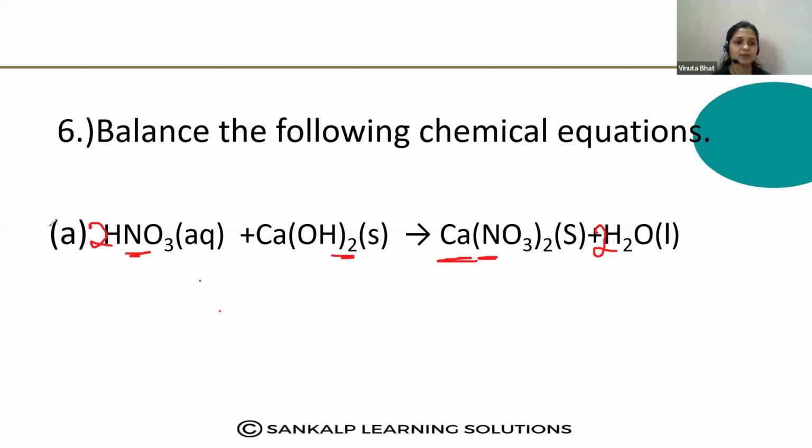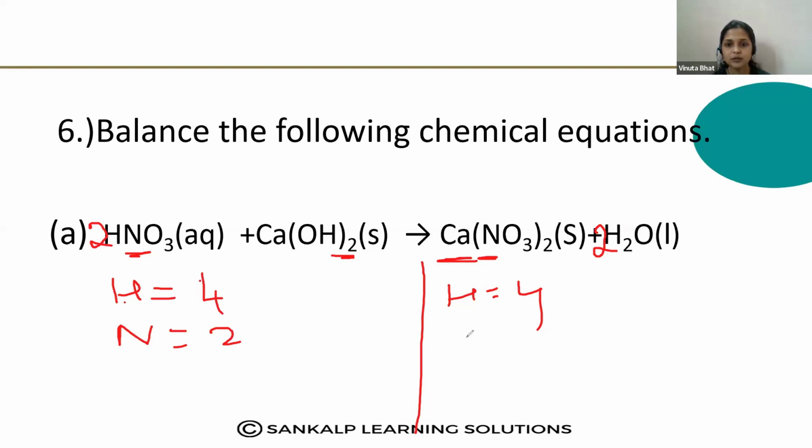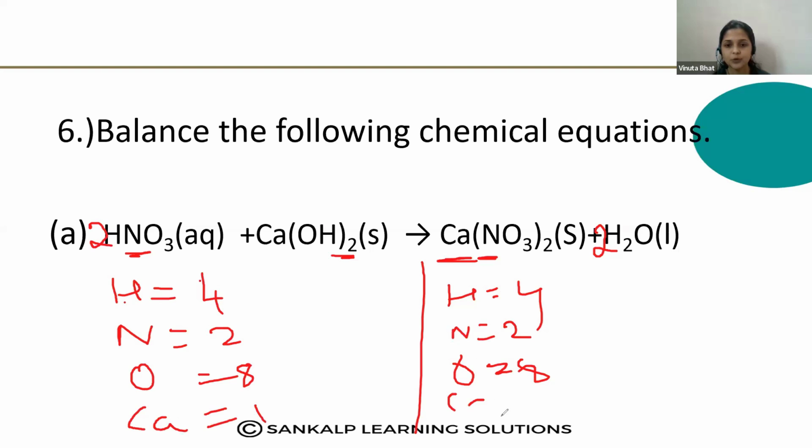Check again that the reaction is balanced. Hydrogen 2 plus 2, 4. Here hydrogen is 2, that is 4. Then nitrogen, that is 2. Here also nitrogen 2 in the product. Then oxygen, that is 8. Here also oxygen is 8. Then nitrogen over. Then calcium, that is 1. Here in the product also it is 1. Yes. Now it is balanced chemical reaction.